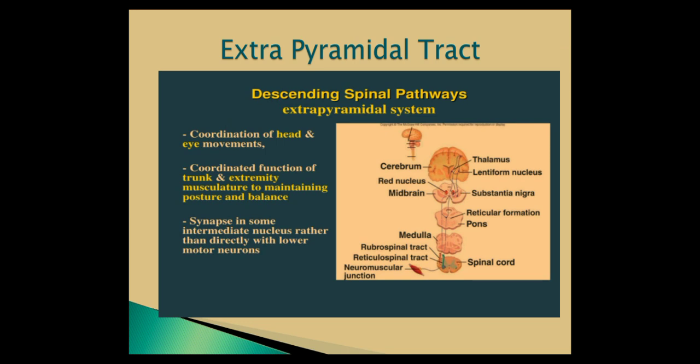We already discussed that different extrapyramidal tracts are present in our body. They are the medial longitudinal fasciculus, anterior and lateral vestibulospinal tracts, reticulospinal tract, tectospinal tract, olivospinal tract, and rubrospinal tract. We will discuss these extrapyramidal tract fibers one by one in depth.